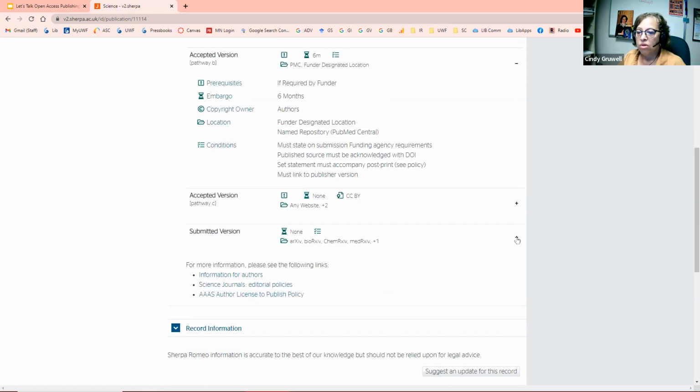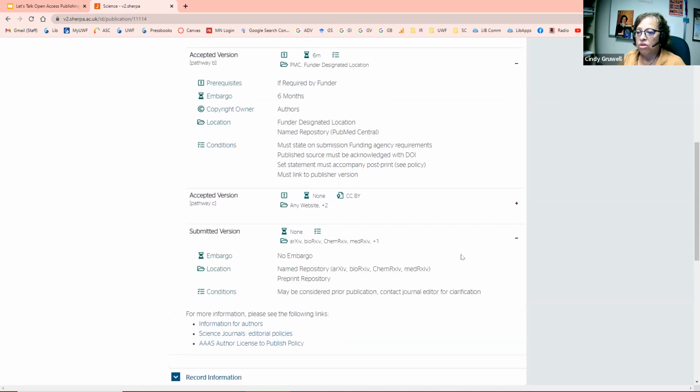Or you might be doing something with a preprint where you put this into a named repository. There's medRxiv, ChemRxiv is another one, bioRxiv. And in those preprint repositories, a lot of times a preprint will live in there until it gets published, and then the preprint wouldn't be as viable.